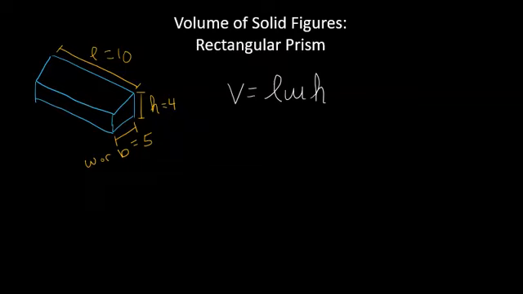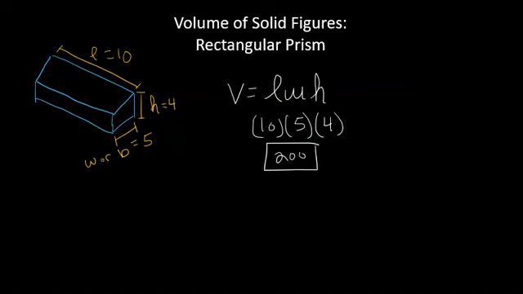So what's my length? It's 10. It's labeled at the very top. My width, or my base, is 5. The height is 4. What does that give me? It equals 200. That's the answer.